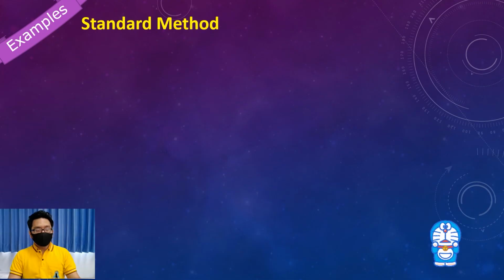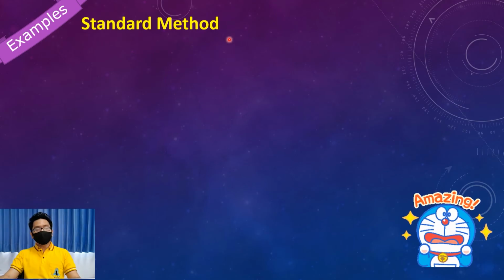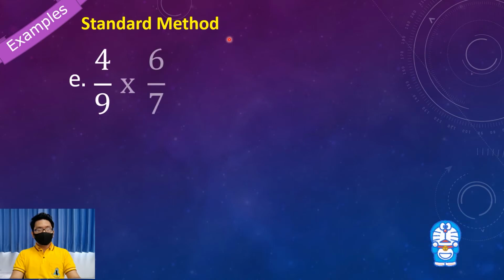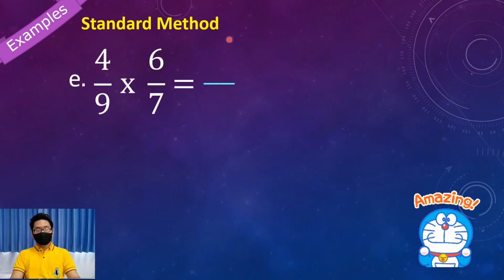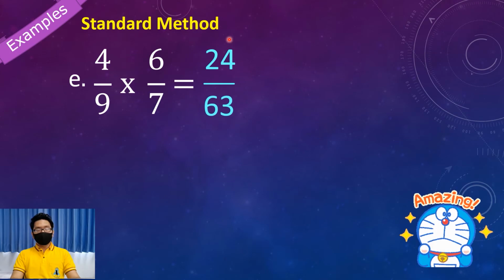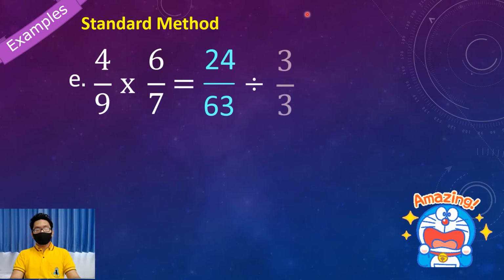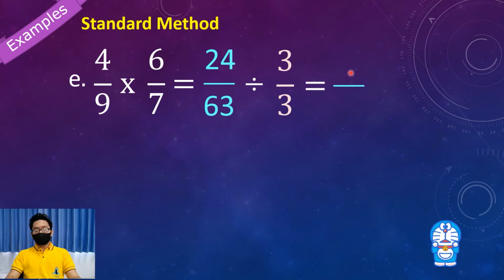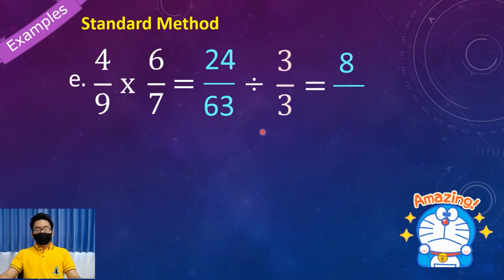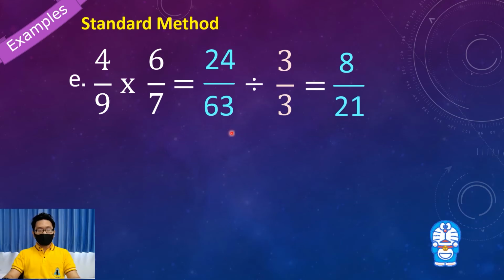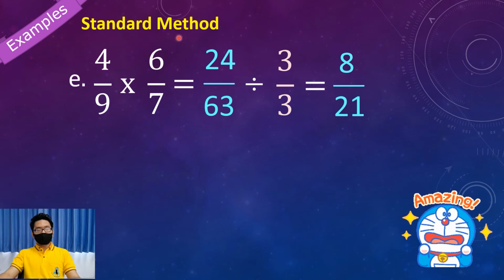Alright, now again, let's have the standard method of multiplying fractions. Example letter E, 4/9 times 6/7 equals 24 over 63. Now, 24 over 63 is not yet in simplest form. Therefore, we have to divide it by 3. 24 divided by 3 equals 8. And 63 divided by 3 equals 21. Now, this method is called standard method.